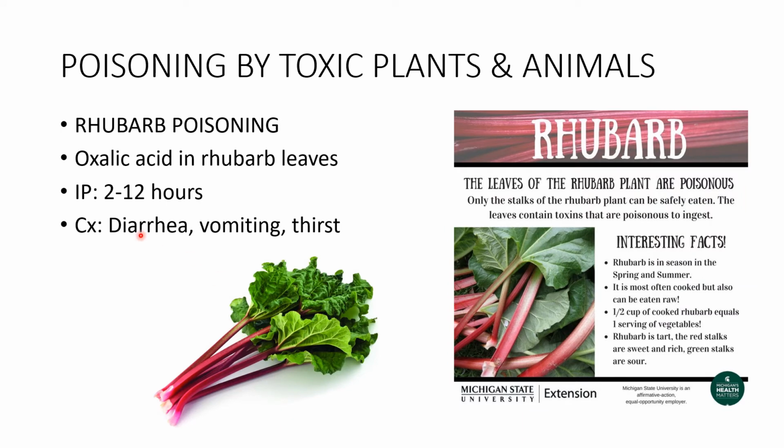Next, you have your rhubarb poisoning, which is poisoning by plants. There is a high level of oxalic acid in the leaves of rhubarb. You can eat the stalk, but do not eat the leaves. If you eat the leaves, the incubation period of rhubarb poisoning is 2 to 12 hours, and you would experience diarrhea, vomiting, and thirst. You may be very prone to dehydration once the clinical signs kick in.